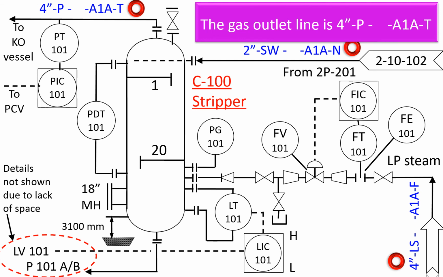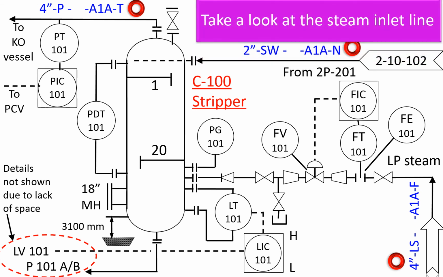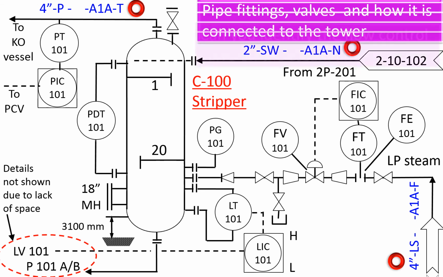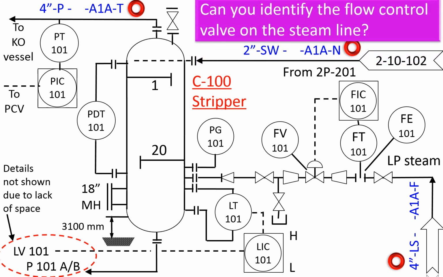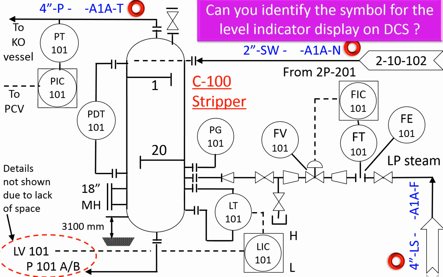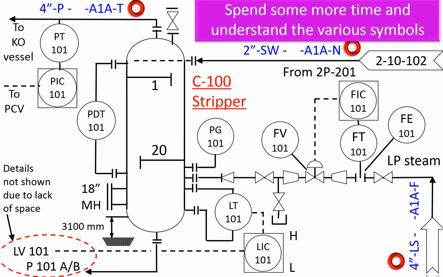Take a look at the steam inlet line, the pipe fittings, valves, and how it is connected to the tower. Can you identify the flow control valve on the steam line? Can you identify how the level indicator display on the DCS is represented? Spend some more time and understand the various symbols and representations in this P&ID.